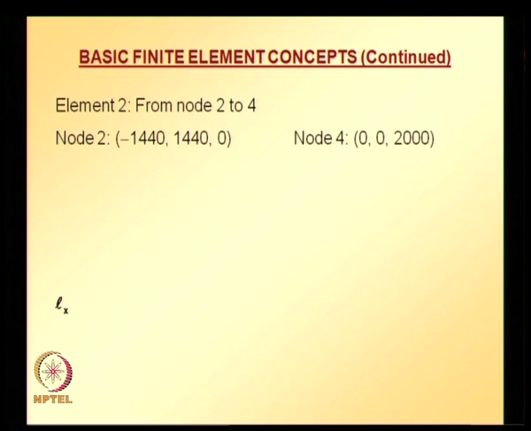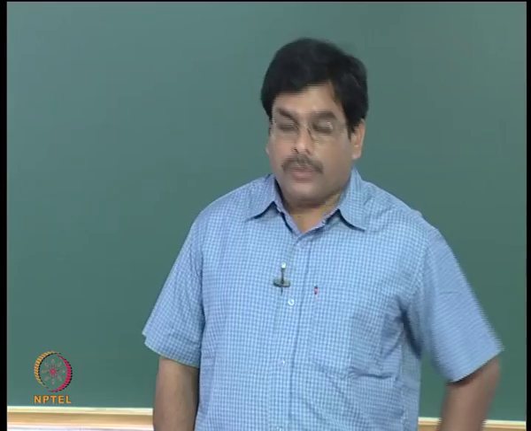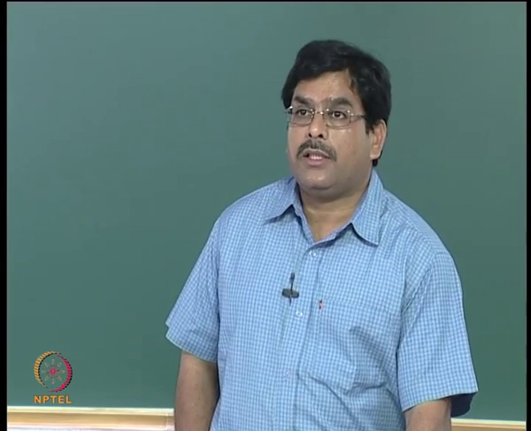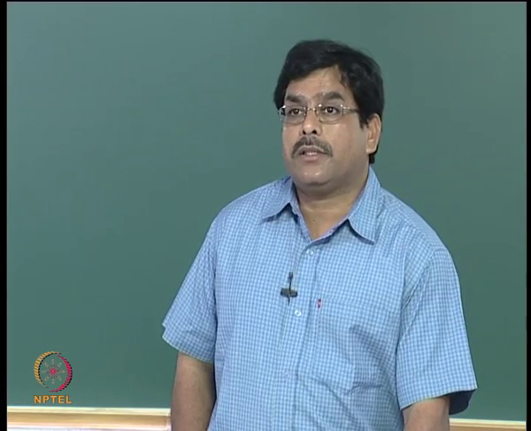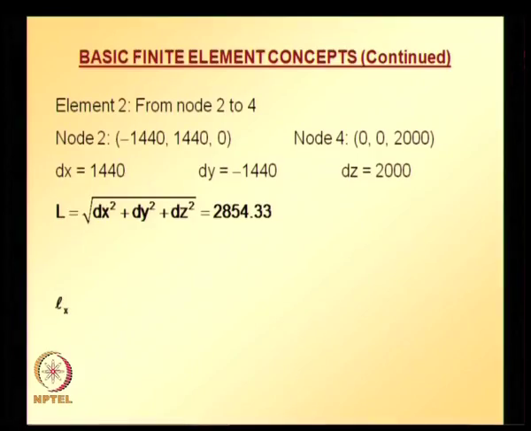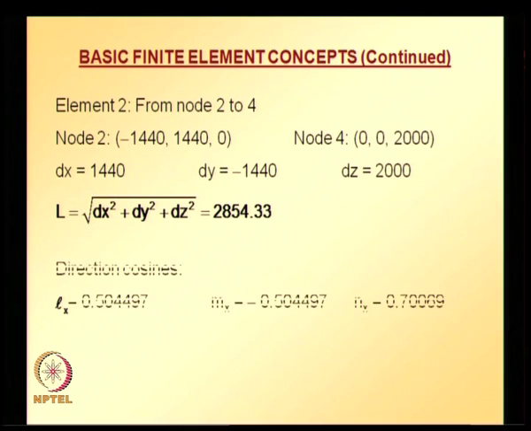For element 2, local node 1 is nothing but global node 2, and local node 2 is global node 4. So, using this information, again all units are in millimeters, we can calculate the difference between the spatial coordinates, dx, dy, dz, and the length of the element can also be calculated, and the direction cosines.